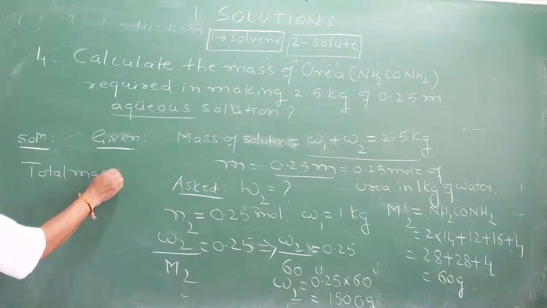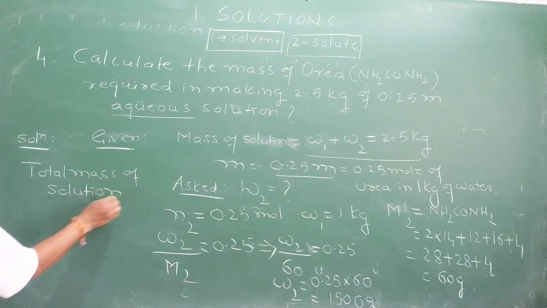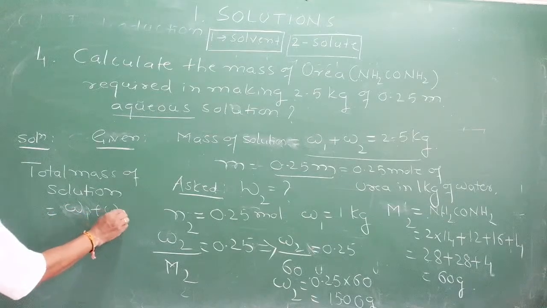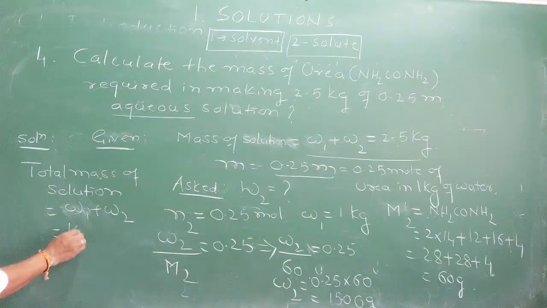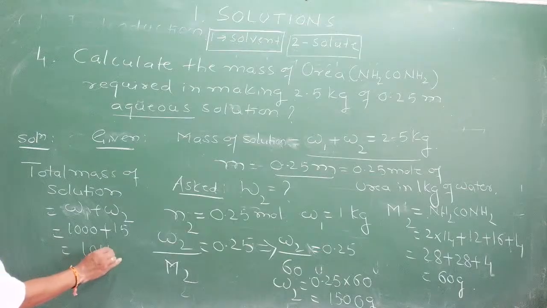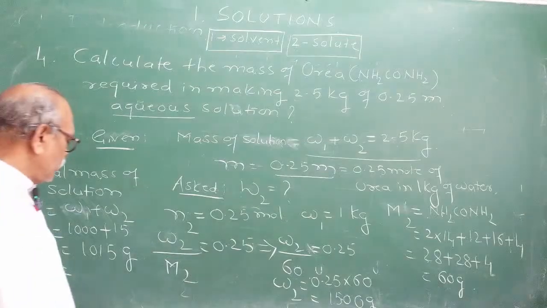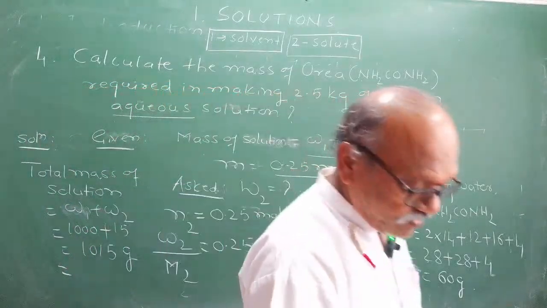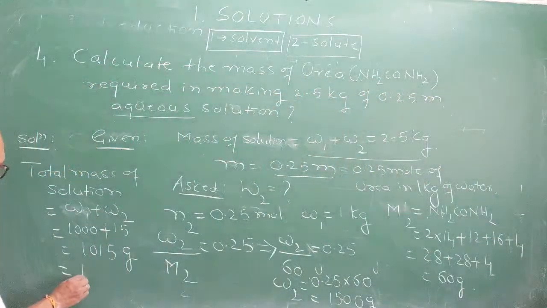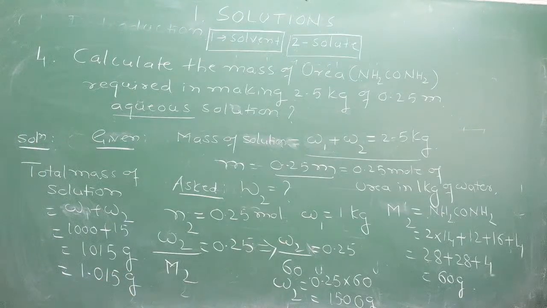Total mass of the solution is equal to 1000 gram, that is W1, plus W2. W1 is 1000 plus 15, you will get 1015 grams. You can express it in kg as 1.015 kg. Are you getting me?